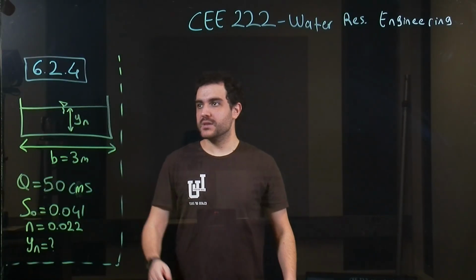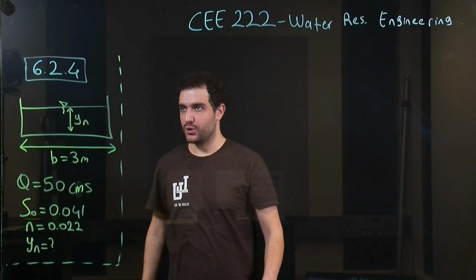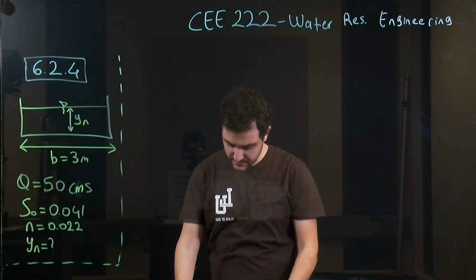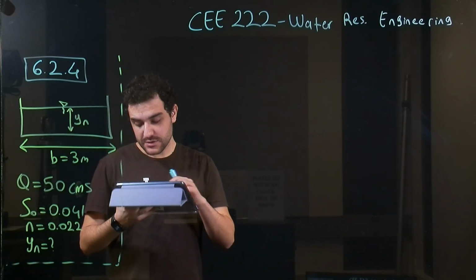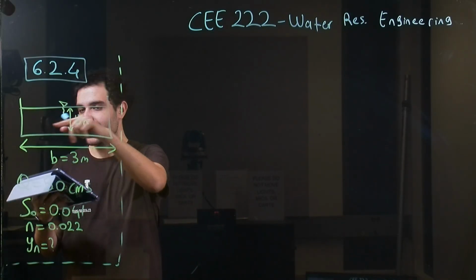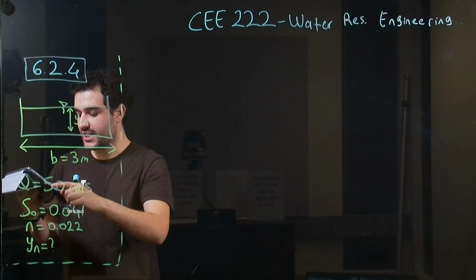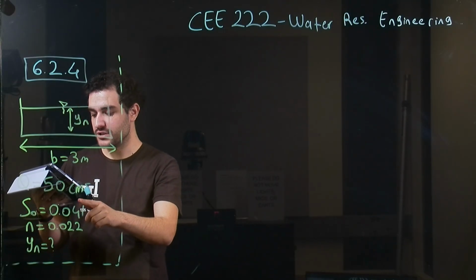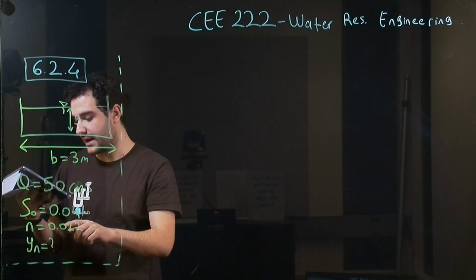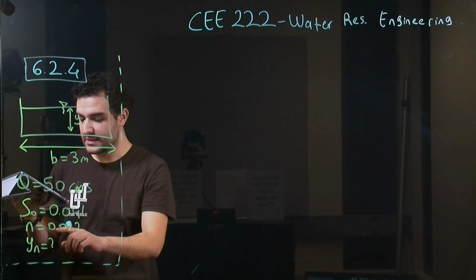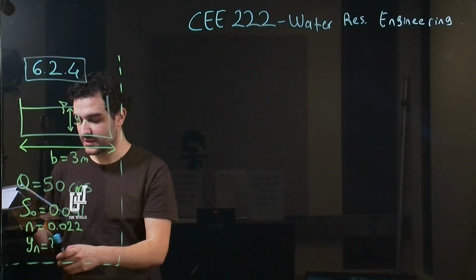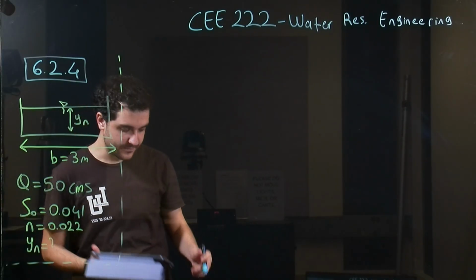Okay, question 2. The new question is 6.2.4. And let me get started with the question text. So, here we have a 3 meter wide rectangular irrigation channel, and it carries a discharge of 50 cubic meters per second. The channel slope is 0.041 and the Manning's coefficient is 0.022. We need to determine the normal depth using successive substitution.